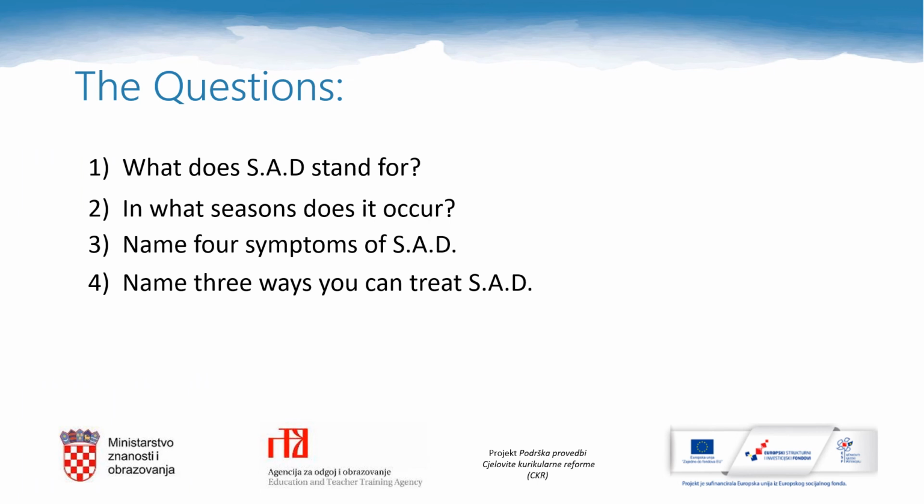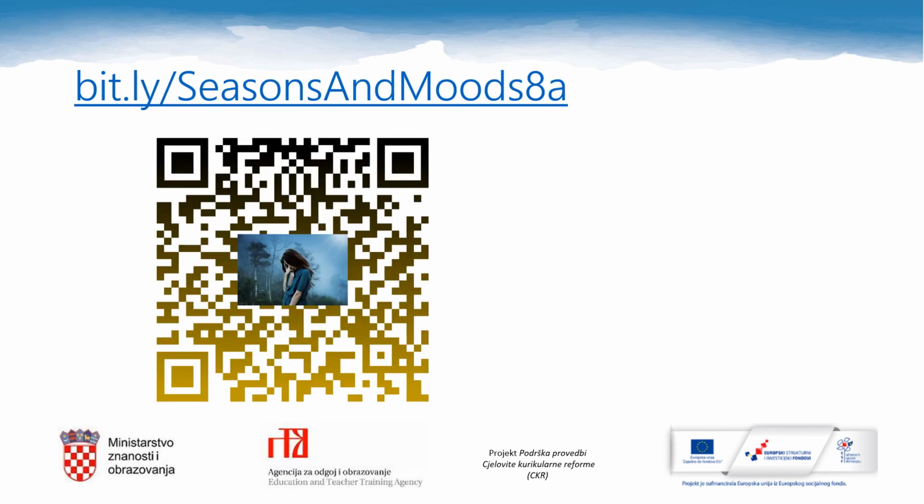Now you are ready to watch the video, but you will hear only music, so you will have to read the subtitles. After watching the video, answer the following questions. What does SAD stand for? In what seasons does it occur? Name 4 symptoms of SAD. Name 3 ways you can treat SAD. In order to watch the video, type in the following link into your web browser or scan the QR code. You can pause this lesson now so you can do your task.